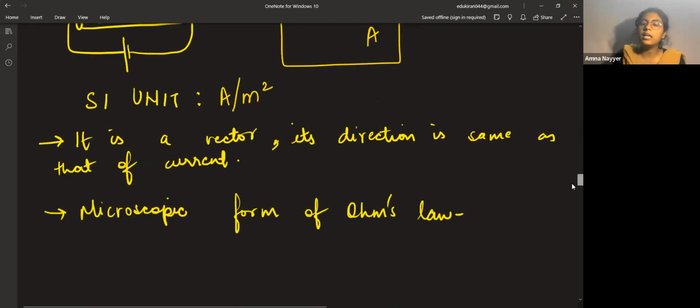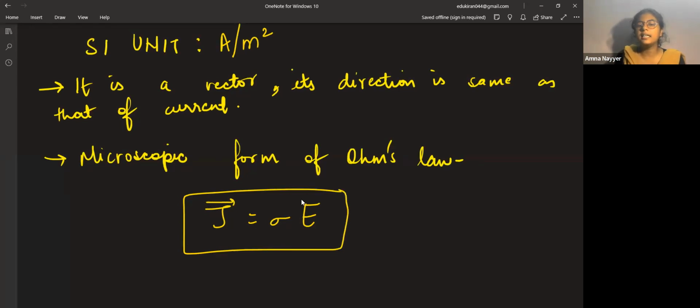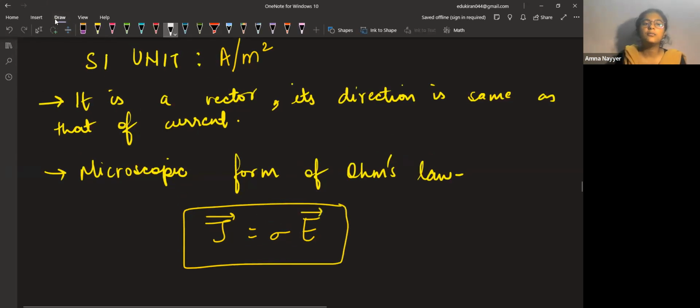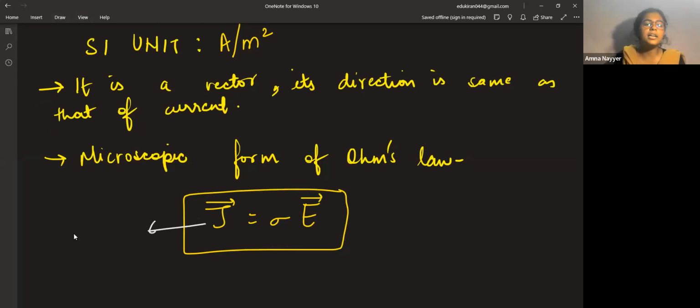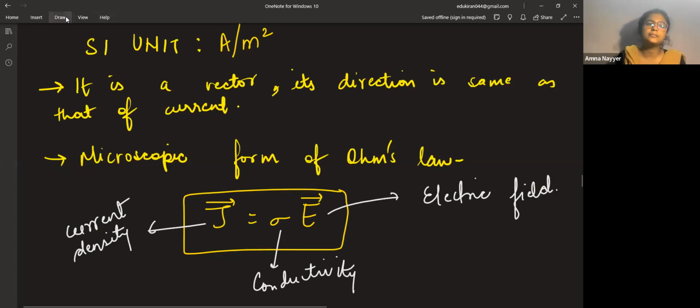You have the microscopic form of Ohm's law, which gives a relation between current density, conductivity, and electric field. What are all of these terms? J is the current density. Sigma is conductivity. E is the electric field. Fine. J is equal to sigma E.